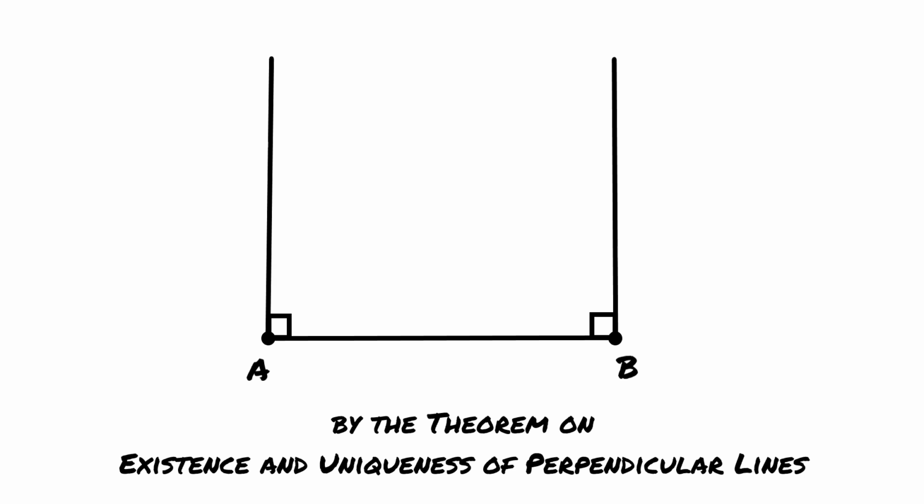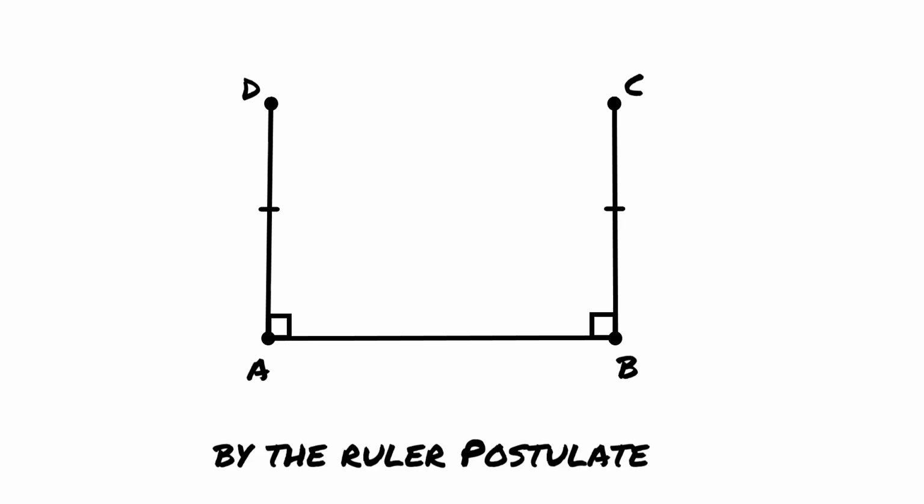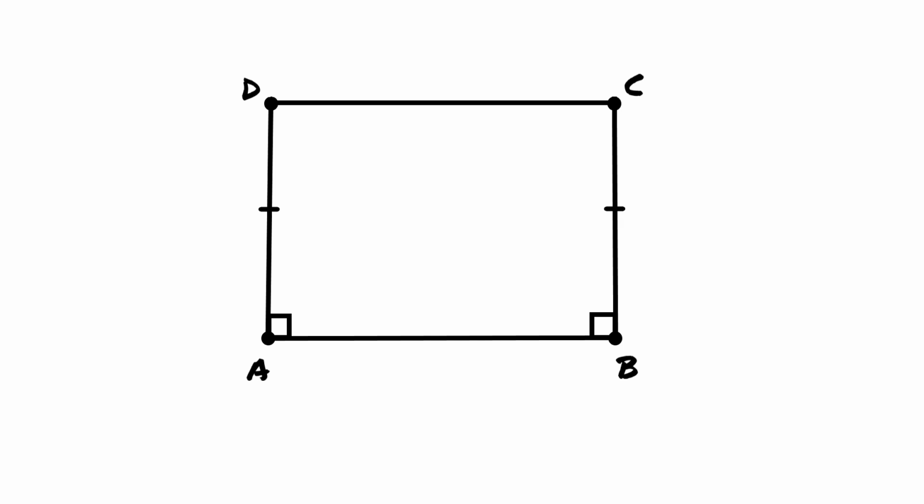Now let's use the theorem we just mentioned to raise lines perpendicular to AB at both points A and B. Now pick points C and D on these perpendicular lines on the same side of the line AB, such that the distance from A to D is equal to the distance from B to C. This can be done by the ruler postulate. Now draw a line segment between C and D, again using the incidence postulate.